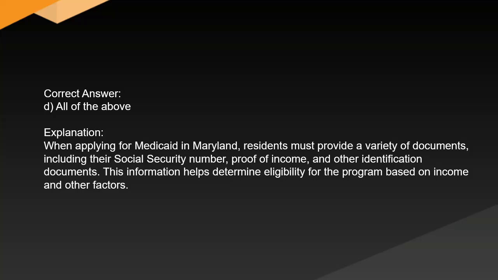Explanation. When applying for Medicaid in Maryland, residents must provide a variety of documents, including their Social Security number, proof of income, and other identification documents. This information helps determine eligibility for the program based on income and other factors.